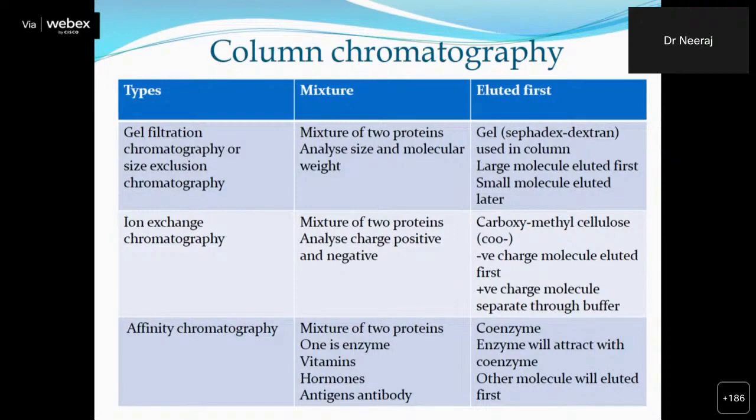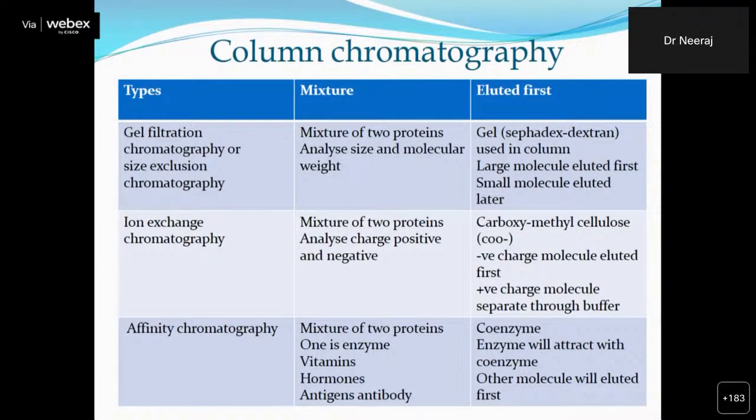In affinity chromatography, the separation mainly depends on the affinity of a particular compound. Say there is a mixture of two proteins, and one is an enzyme. I'm taking one example. What we do is pour that mixture into a column which already has a coenzyme present, where the coenzyme has affinity for that particular enzyme.